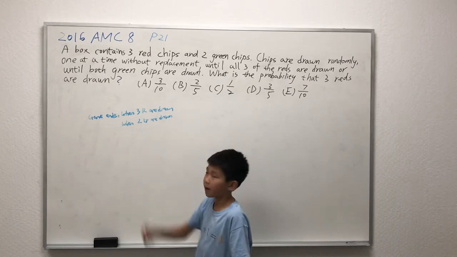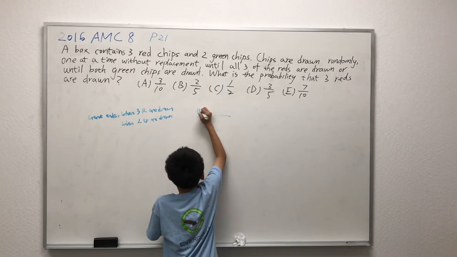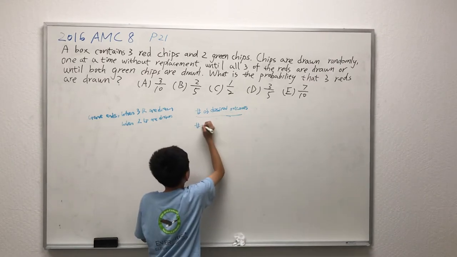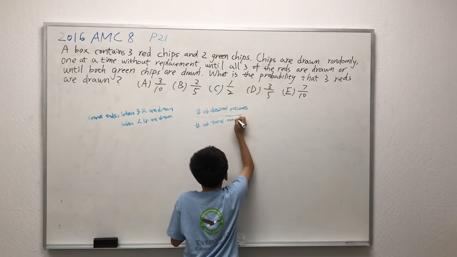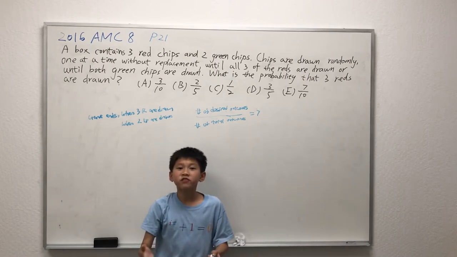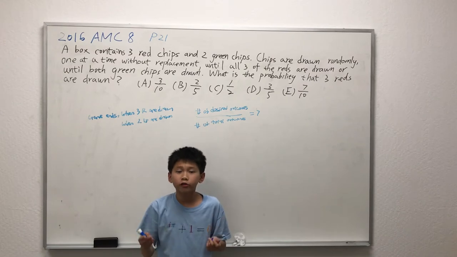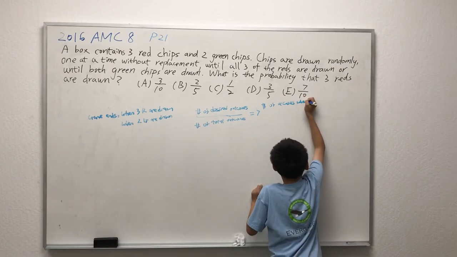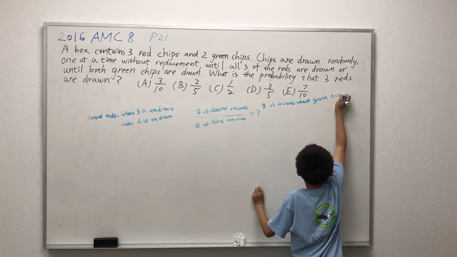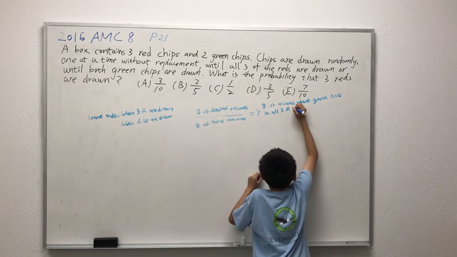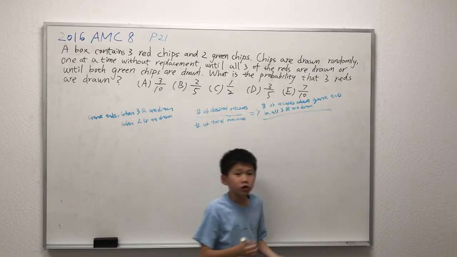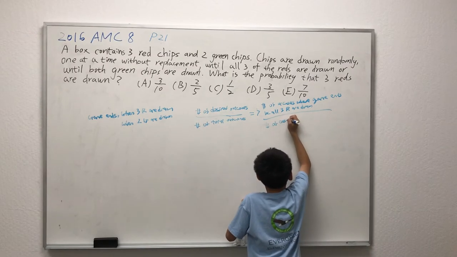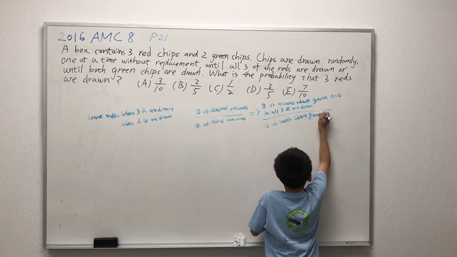The plan of attack for these types of probability problems is always just to find the number of desired outcomes over the number of total outcomes. In this case, the number of desired outcomes is the number of cases where the game ends because all three reds are drawn. And the total number of outcomes is just the number of cases where the game ends.